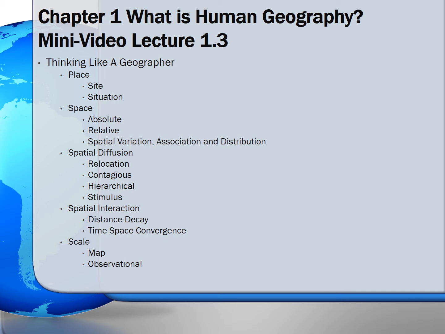Thinking geographically means considering and understanding the context of what is going on in the world. Geographers do this within a spatial context. The term spatial in geography means how phenomena are associated, distributed, varied, diffused, and/or interacted with one another. In this lecture, we will examine 5 concepts that geographers use to understand spatial relationships. They are place, space, spatial diffusion, spatial interaction, and scale.